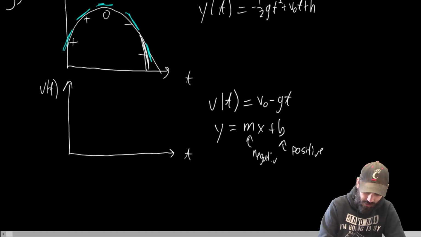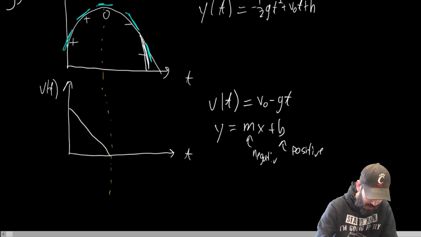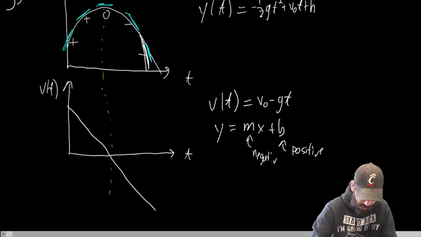So what is this going to look like? Well, if I lined it up exactly with this one, let's draw some dotted lines down here. This should intersect the t-axis right there, and then this is just a line.